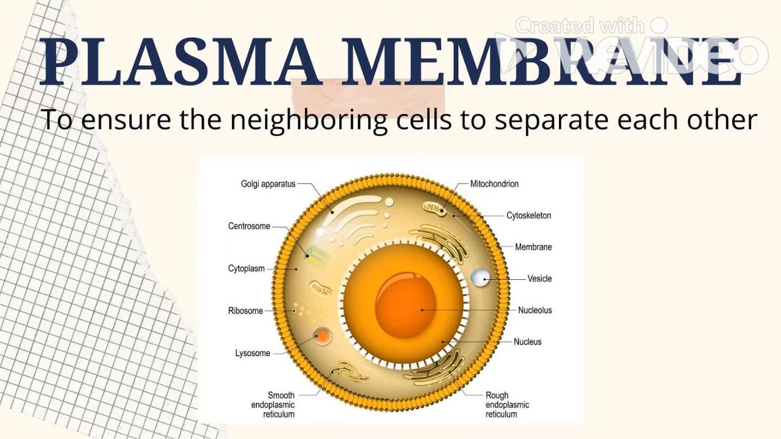And then we have the plasma membrane. As you can see, it is not in the illustration, but it ensures that neighboring cells are separated from each other. The cell is enveloped in a special membrane known as the plasma membrane. This membrane is predominantly made of phospholipids, which prevent water-based substances from entering the cell. So it's basically like its gate.